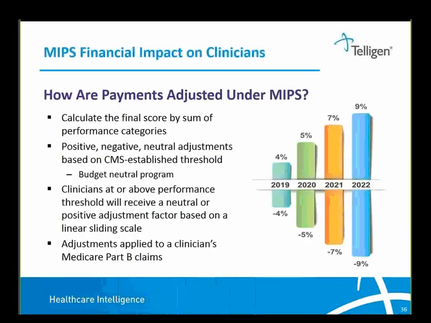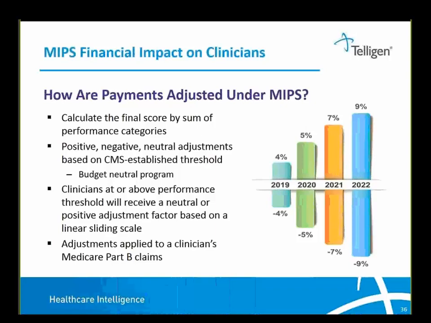So based on the performance in 2017, an EC will see a positive, neutral, or negative payment adjustment of up to 4% through your Medicare payments for the Medicare Part B covered professional services that you'll furnish in 2019. This adjustment percentage grows to a potential of 9% in 2022 and beyond.